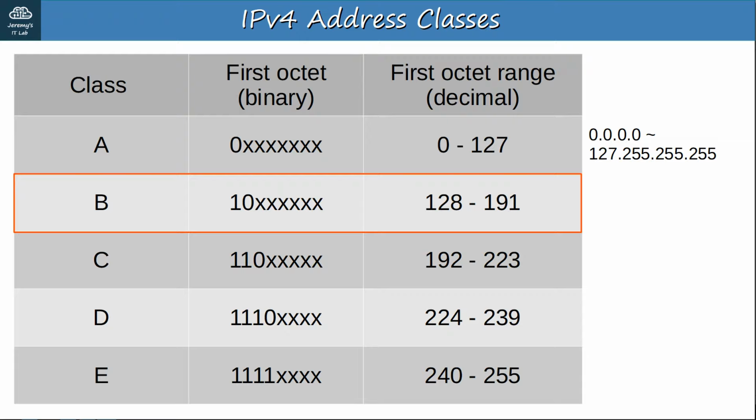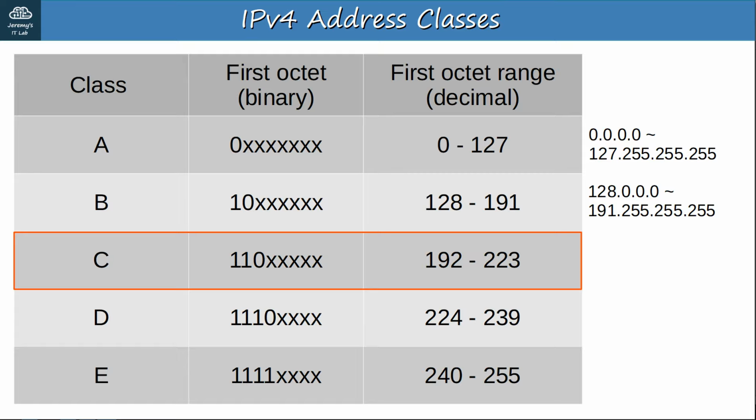Class B addresses have a first octet beginning with 10, and the other 6 bits can be either 0 or 1. This gives a range for the first octet of 128 through 191. The address range for Class B is 128.0.0.0 through 191.255.255.255. Class C addresses have the first 3 bits set to 110, and the others can be either 0 or 1. If you write that range in decimal, that is 192 through 223. The address range is therefore 192.0.0.0 through 223.255.255.255.